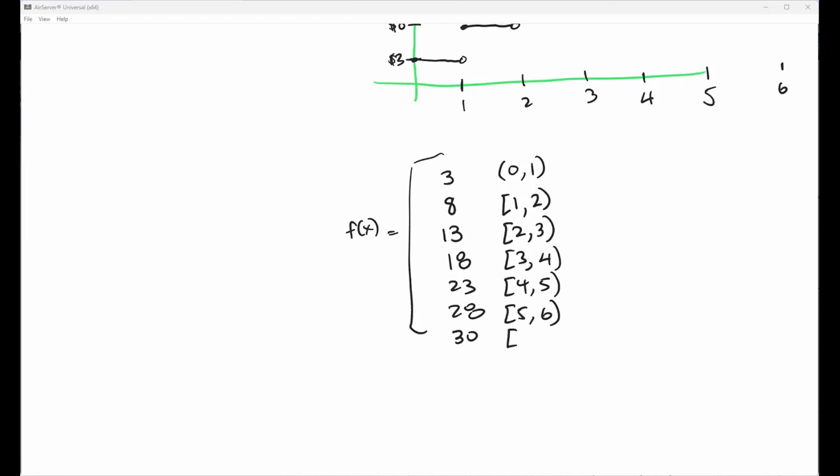Give me the interval notation. 6 to infinity. Good job. Or you could say 6 to 24 because it's a 24-hour period. It's every day that you get charged 30. But if you put infinity, I'm not going to mark you down on that.